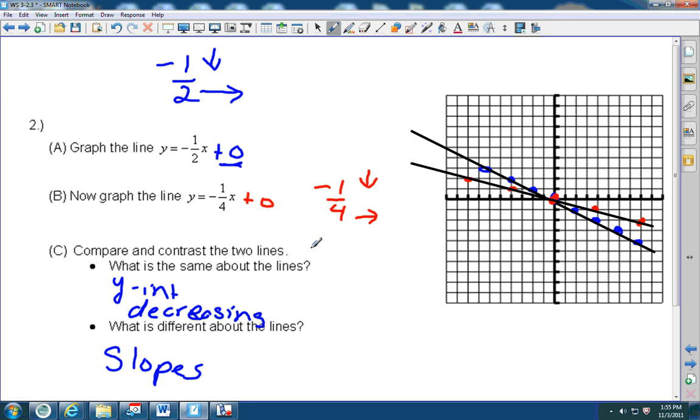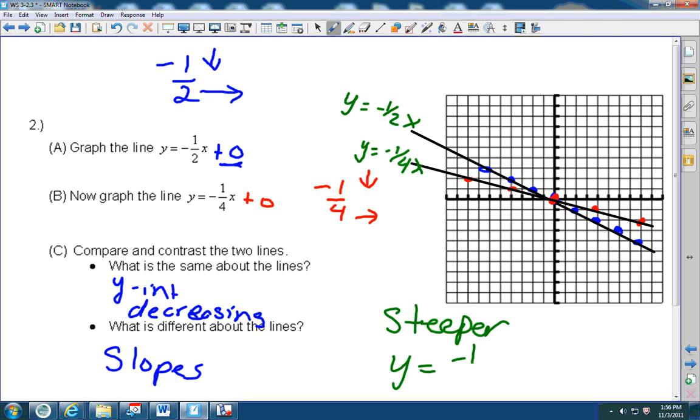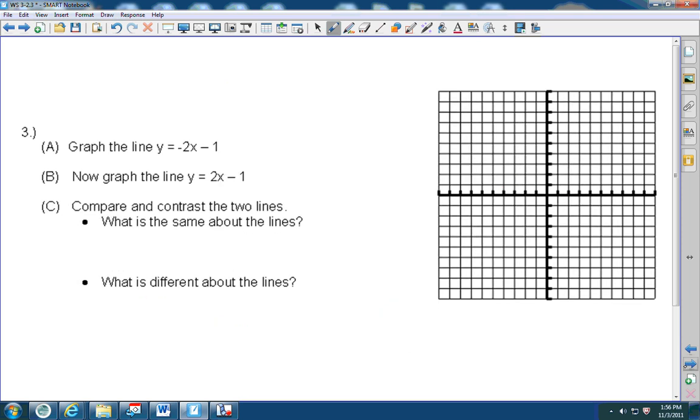Now, let me ask you this question. Which line is steeper in this one? This equation right here is y equals negative 1/4 x, and this one is y equals negative 1/2 x. The steeper line is y equals negative 1/2 x. The steeper the line, the farther away from 0 it is. Next, here's the next one.